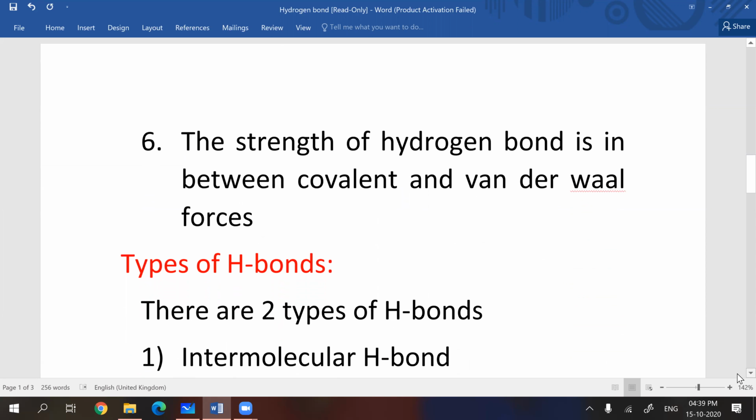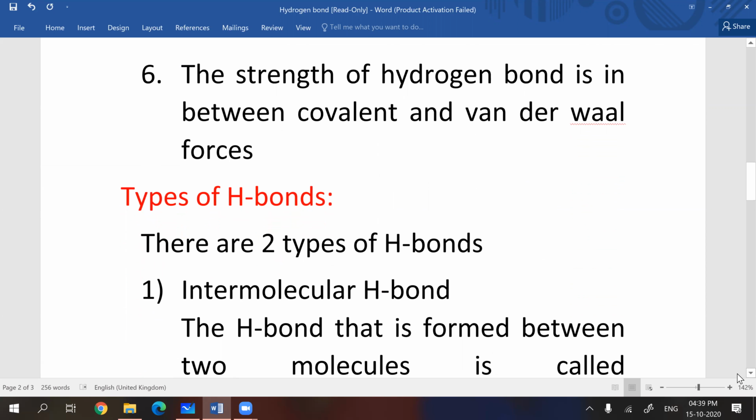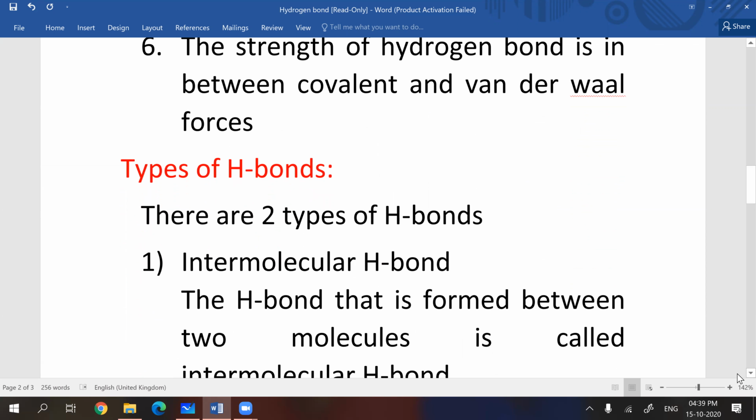The strength of hydrogen bond is generally in between covalent bond and van der Waals forces. Covalent bonds are stronger than hydrogen bond, and van der Waals forces are weaker than hydrogen bond.